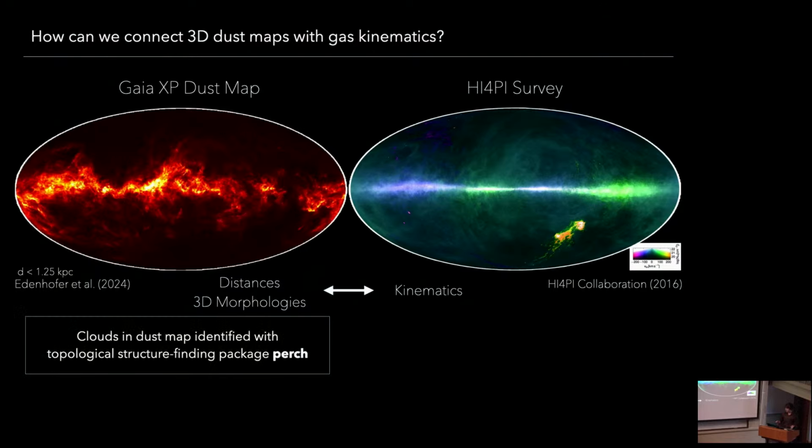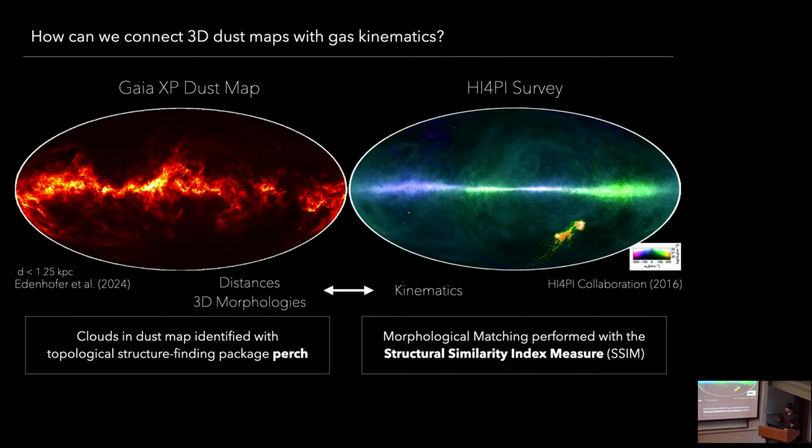The way we do this is twofold. First, we identify clouds in a 3D dust map using a method that I'm really not going to talk about in any detail today. Feel free to come ask me later. But I'm working on developing a topological structure finding method, a way of identifying clouds in many dimensional spaces. We apply this method to pick out individual clouds in this 3D dust map.